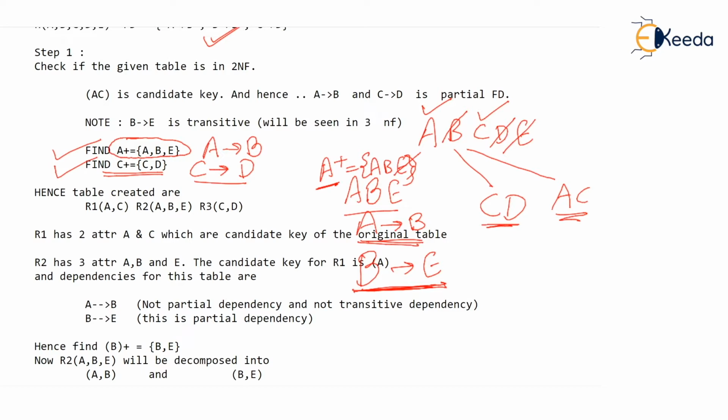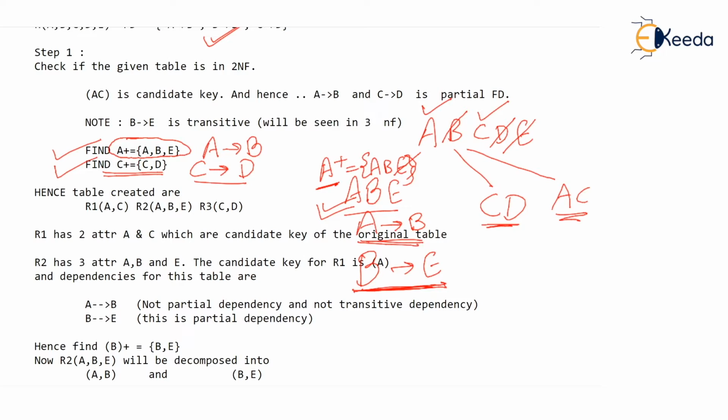So is this ABE, is this table in 2NF? Yes, it is in 2NF because it does not have any partial dependency. But is this in 3NF? No, it is not in 3NF because B determines E is a transitive dependency.